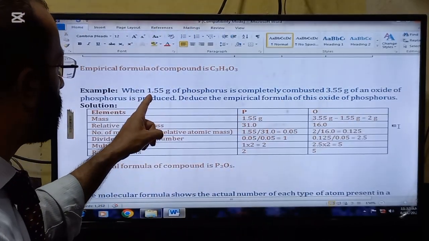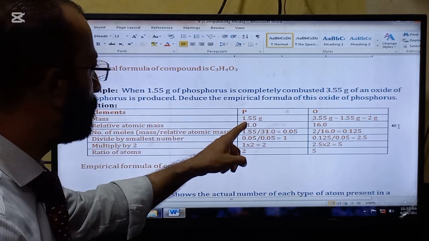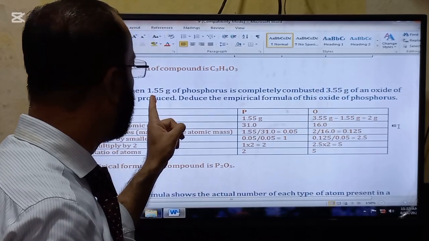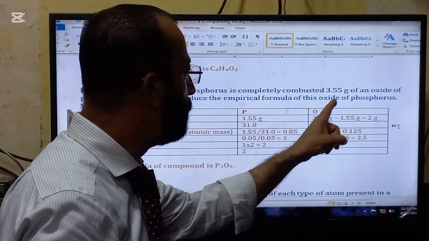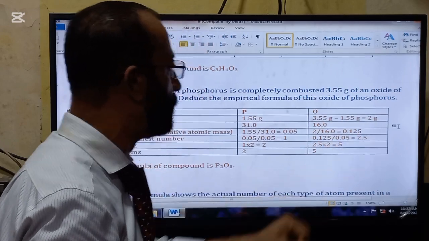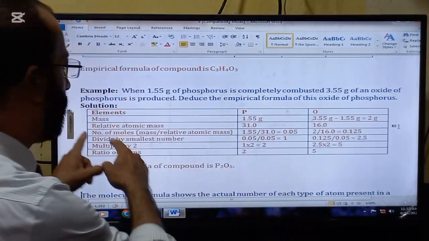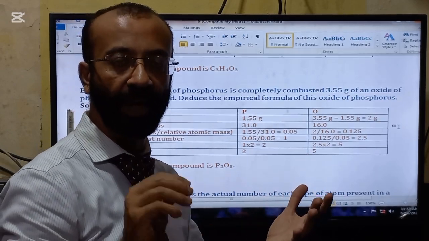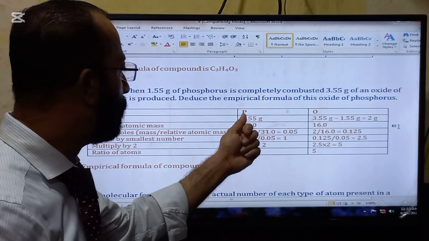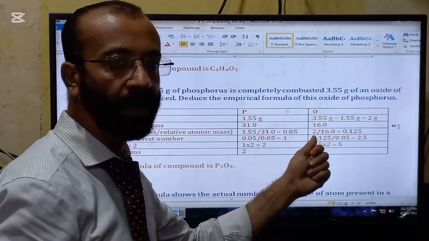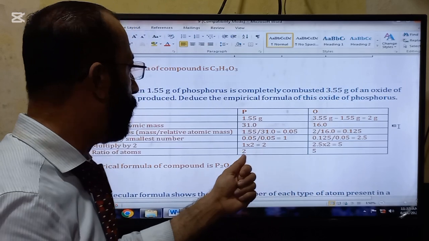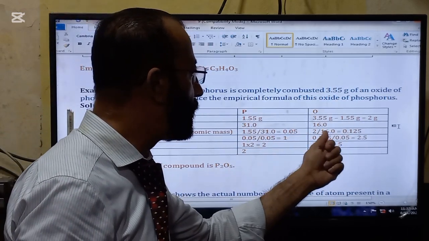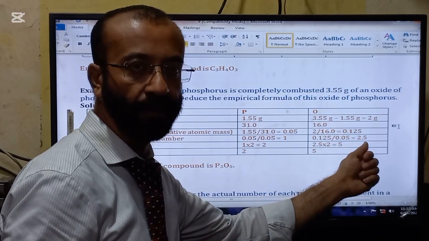If the mass of the phosphorus which is going to be burnt is 1.55 and the total mass of the compound is 3.55, then if we subtract the mass of the phosphorus from the full compound, we will get the mass of the oxygen. So these are the masses now. From here, the second step will be applied. Now we will use the periodic table to find the relative atomic masses of these atoms. Phosphorus is 31 and oxygen is 16. Next step, we will find the number of moles. So 1.55 over 31 will be equal to 0.05, and 2 over 16 will be equal to 0.125.